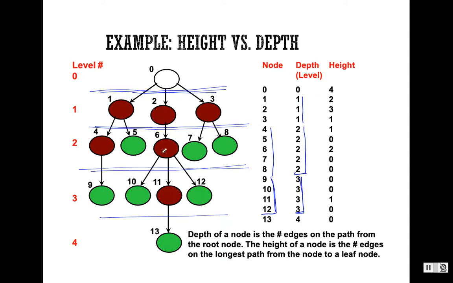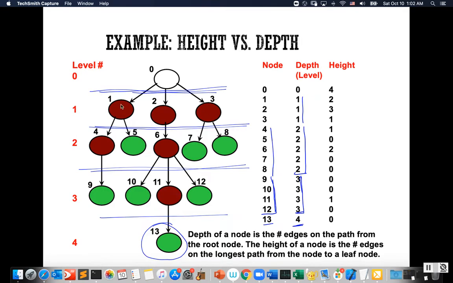So it's just that: think about it level by level, and the number of the level is their depth. At the final level we have 13, and 13 has depth 4. So the depth of a node is the number of edges on the path from the root node, and the height of a node is the number of edges on the longest path from the node to a leaf node.